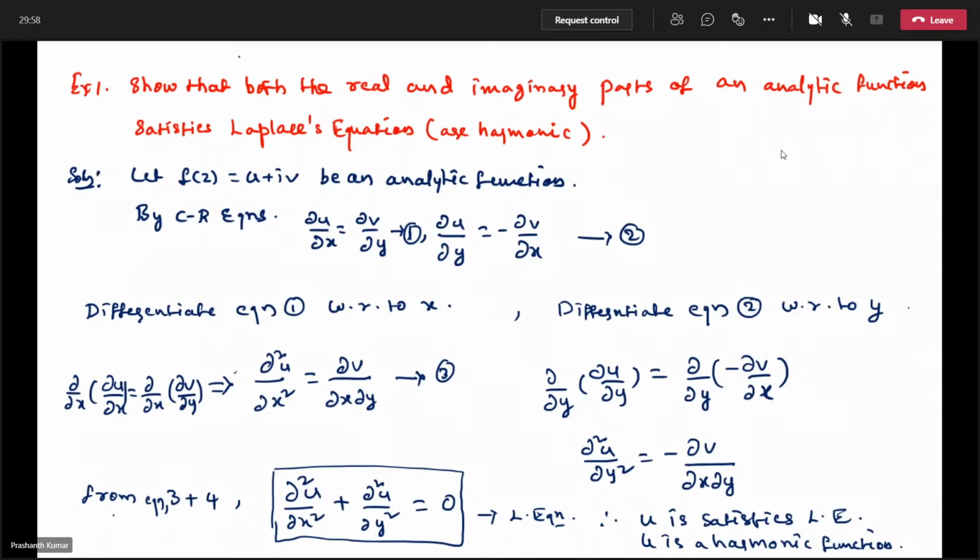Similarly, we want to prove that the imaginary part of an analytic function satisfies the Laplace equation, and v is the imaginary part. Therefore, we want to show that v satisfies the Laplace equation and is a harmonic function. A function which satisfies the Laplace equation is called a harmonic function. This I discussed in the last class.